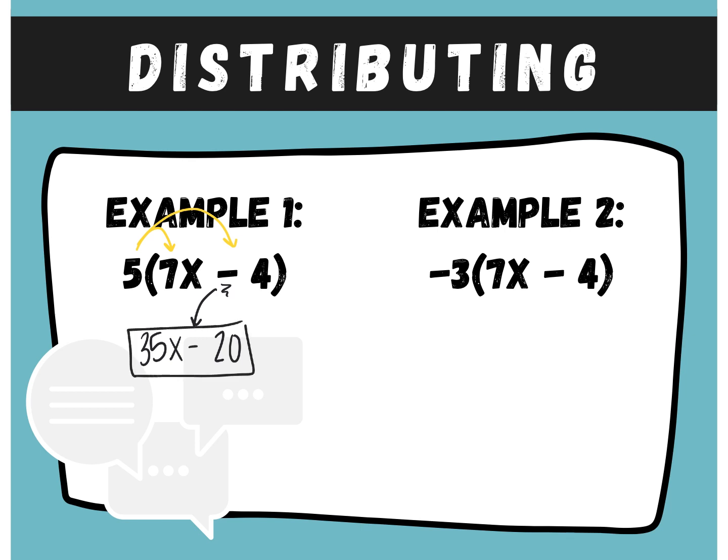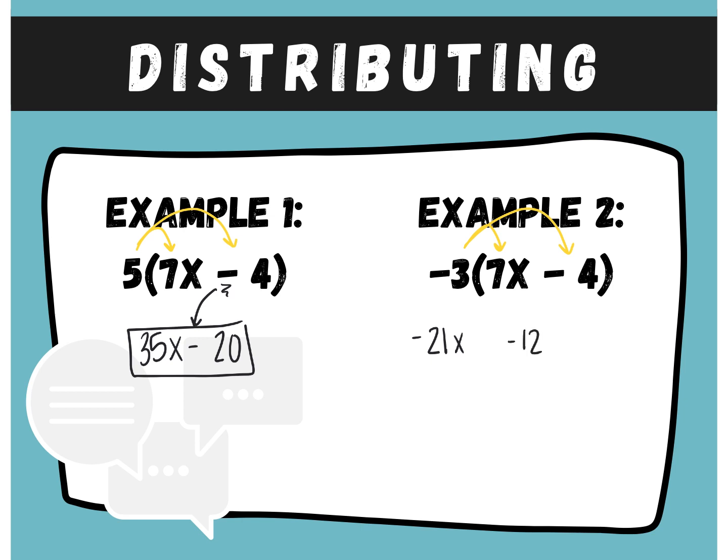Example 2 is a little bit different only because the number on the outside of the parentheses is a negative value, and we need to talk about how you distribute a negative into minuses and pluses and so on and so forth. Now, negative 3 needs to be multiplied by 7x and needs to be multiplied by 4. So let's take a look at how that works. Negative 3 times 7x is, of course, negative 21x. Negative 3 times 4 is negative 12.